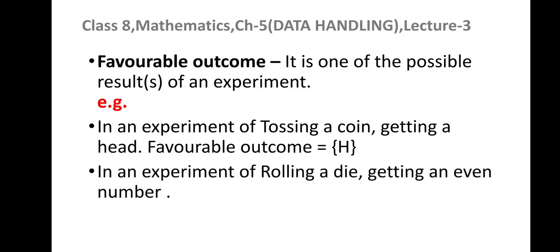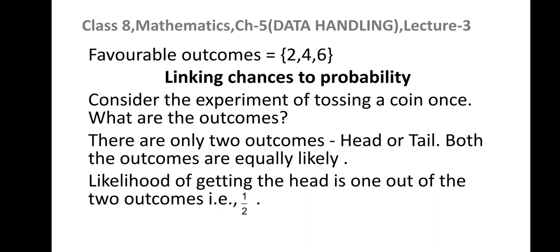In an experiment of rolling a die, getting an even number. So what are the even numbers? We know the even numbers are 2, 4 and 6. So the favorable outcomes are 2, 4 and 6. If I roll a die, what are the possible outcomes? It can be 1, 2, 3, 4, 5, 6. But what are my favorable outcomes? What is my requirement according to the question? That is even numbers only I want. So the favorable outcomes are 2, 4 and 6.